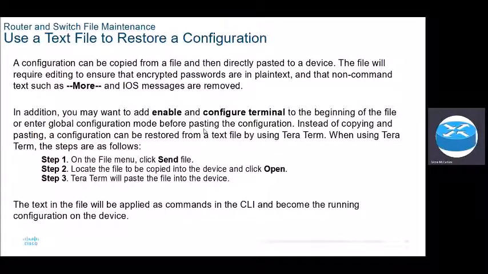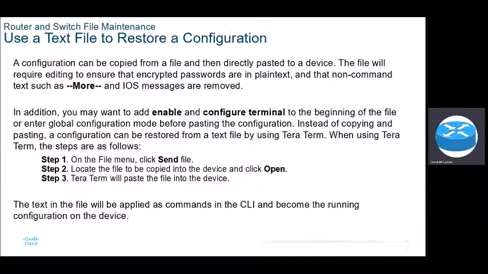Now, a configuration can be copied from a file and then be directly pasted onto a device. The file will require editing to ensure that encrypted passwords are in plain text and that non-command text such as more and OS messages are removed. In addition, you may want to add enable and configure terminal to the beginning of the file. Instead of copying and pasting, a configuration can be restored from a text file by using TeraTerm. When using TeraTerm, the steps are as such, but copy and pasting will work well.